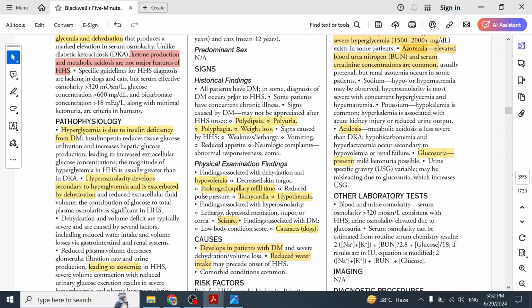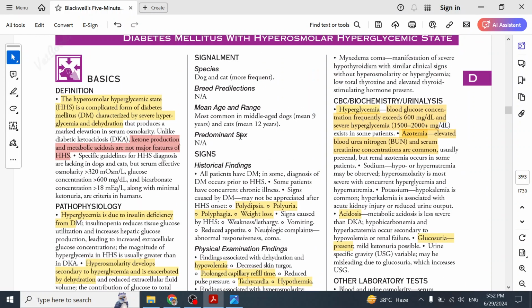Next we have the signs: polydipsia, polyuria, polyphagia and weight loss. These are the prominent signs of HHS. There is weight loss with increased intake. So this is the hyperosmolar hyperglycemic state.